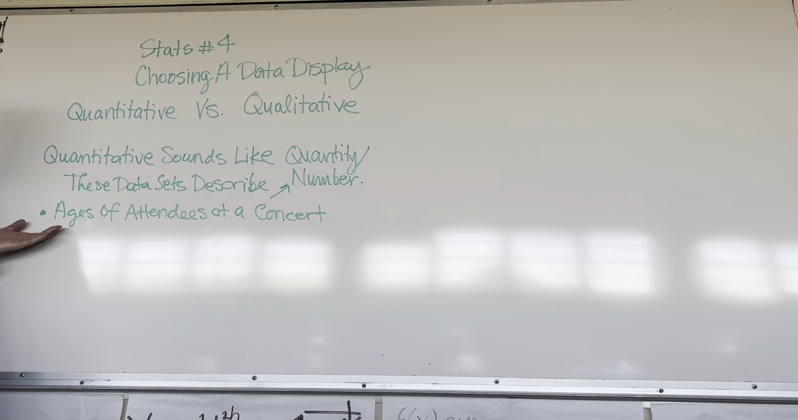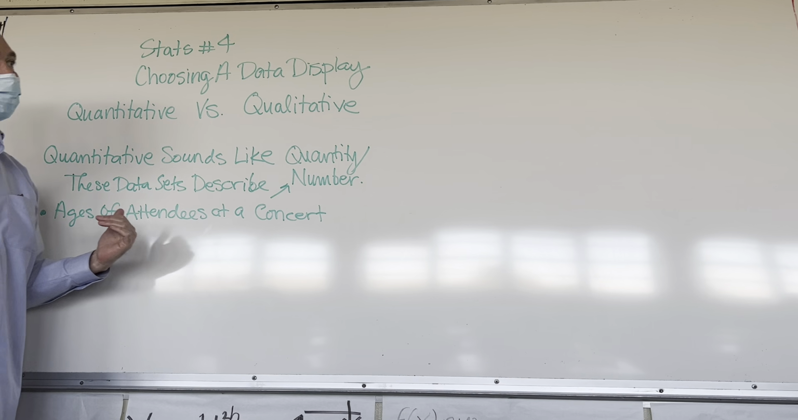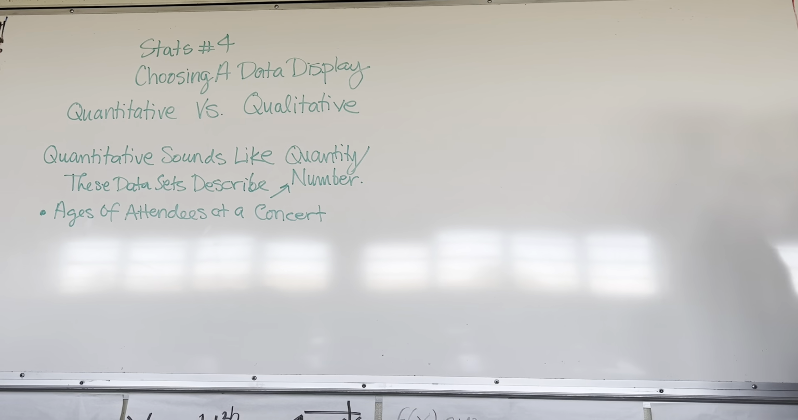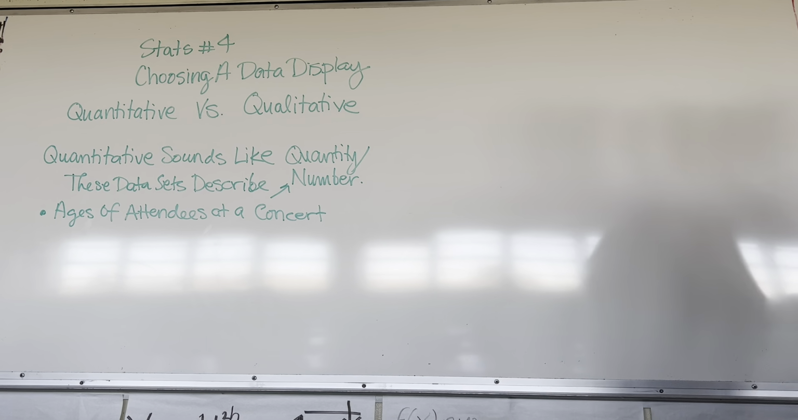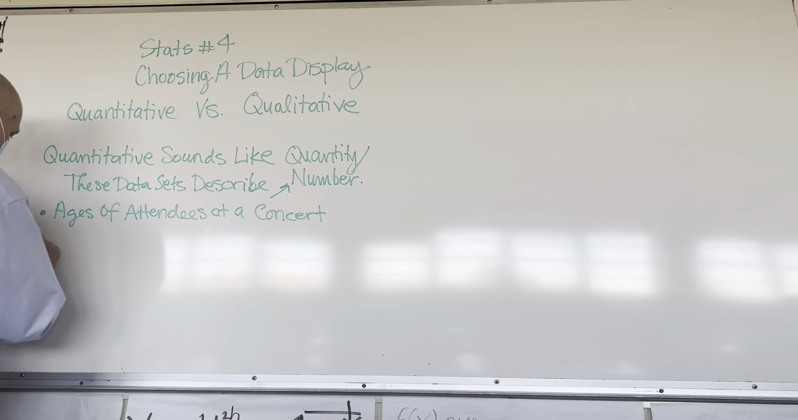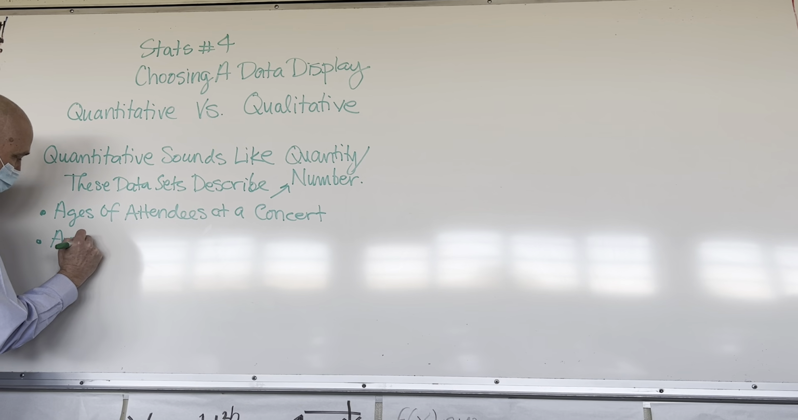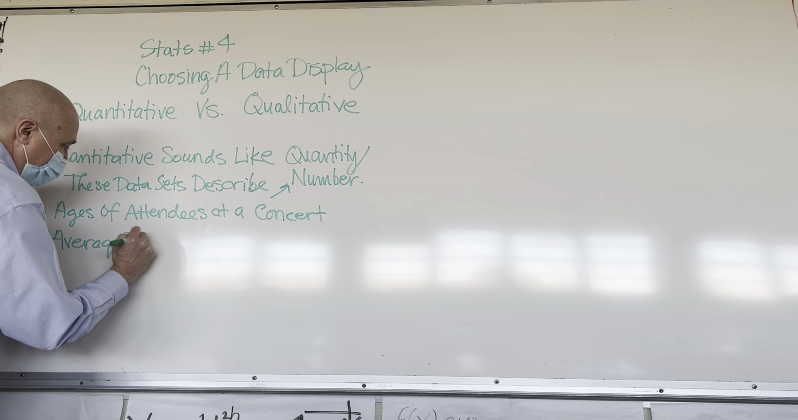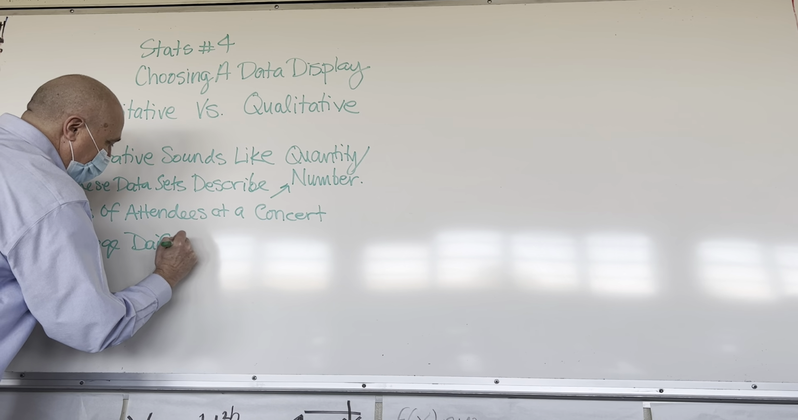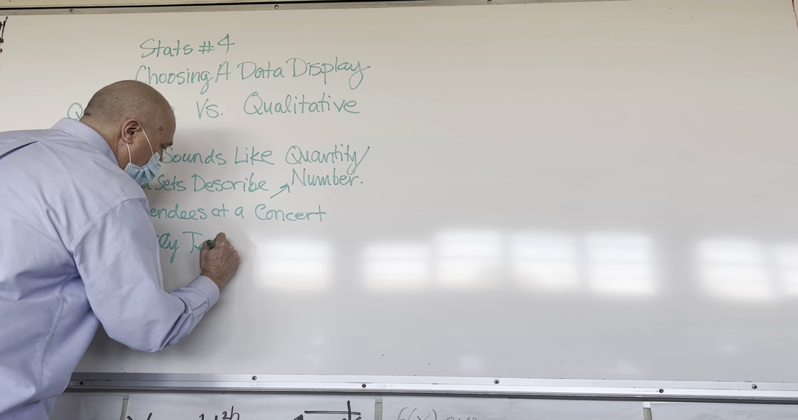So the ages of attendees at a concert becomes important. So what type of data are you collecting? Quantitative data, because it's a quantity or number. All right, let's go through some others. Average daily temperatures.